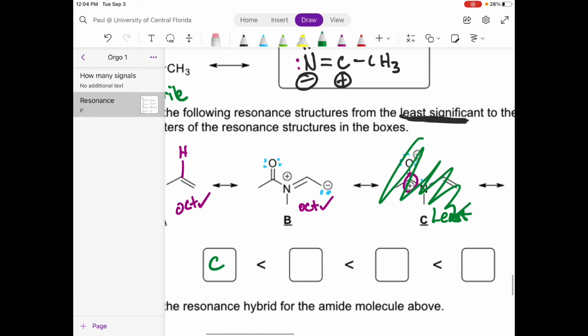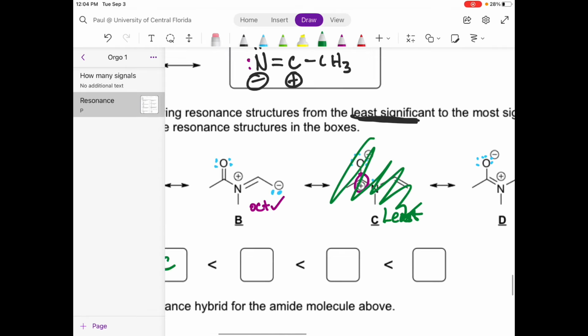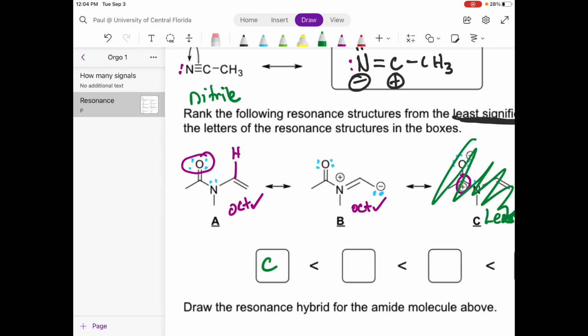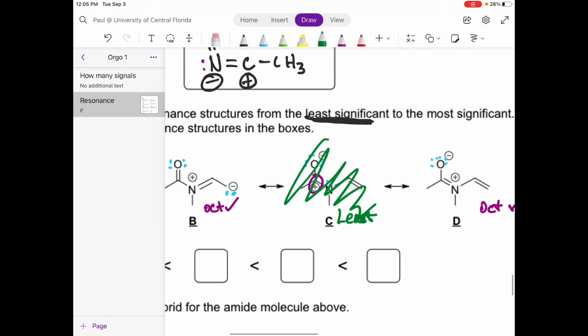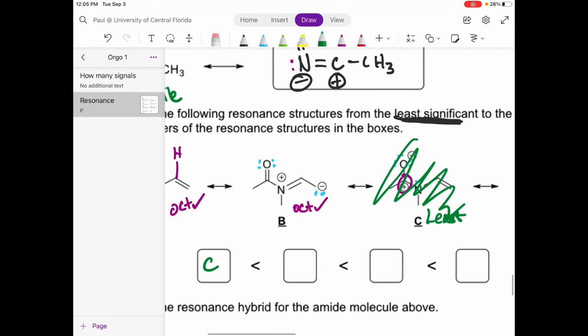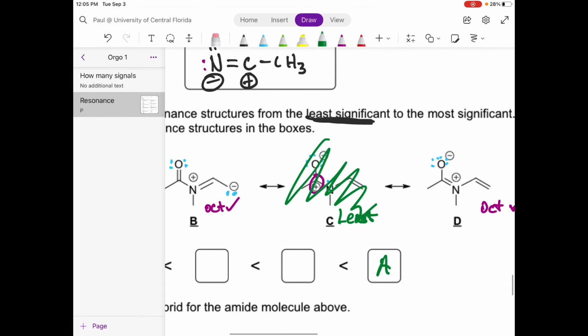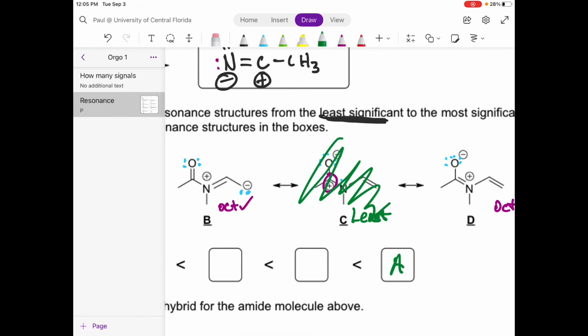Okay. So all of them have an octet. So what's rule number 2? Formal charges. Okay. So clearly A has no formal charges, B and D do. So from that analysis, we can say A is the most significant. Now between B and D, what difference do we have? What differences do we have and what's the same?